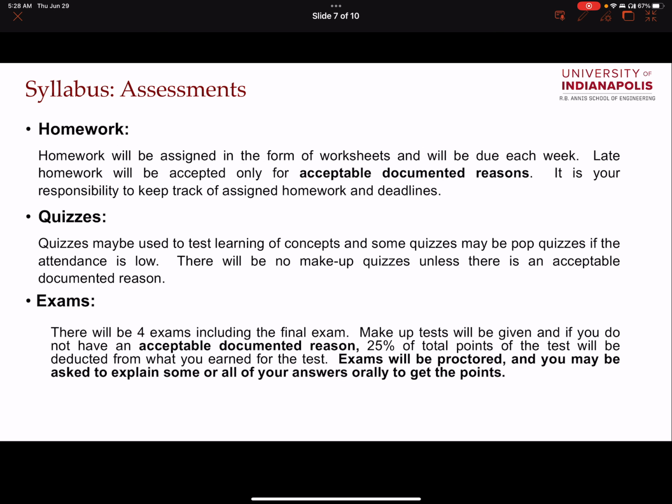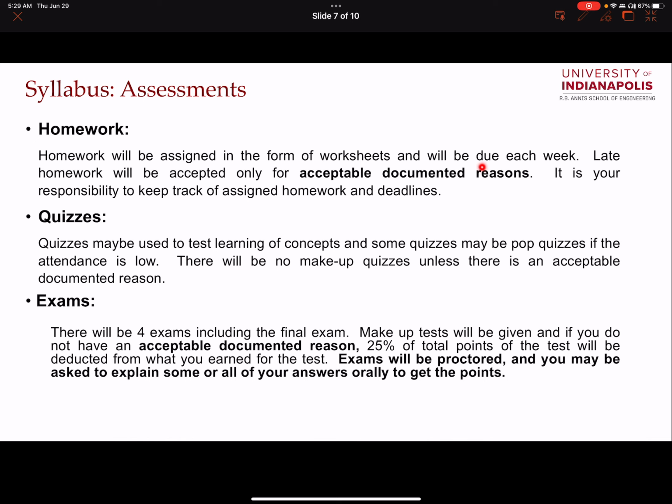Homework. Homework will be assigned in the form of worksheets, or they'll be posted on Brightspace, with due dates. So whenever you complete the homework, you have to scan it and upload it to Brightspace. Only in PDF format. Make sure that you indicate your name correctly and upload to Brightspace.